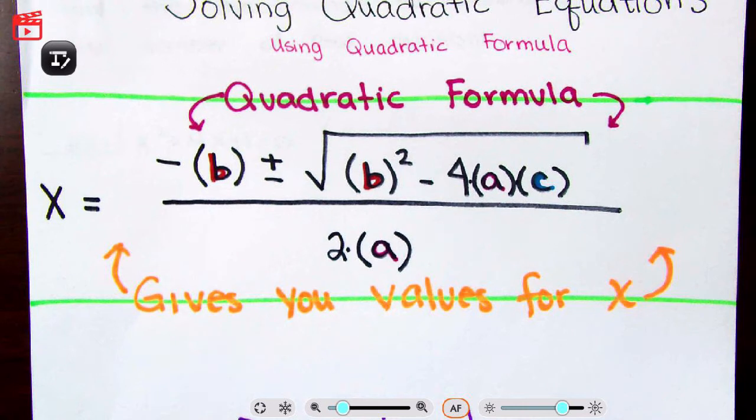Now, this formula gives you your values for x. Now, what are x's? X's are our x-intercepts. They are our roots, our zeros, our values for x if we're trying to solve. So, the quadratic formula is extremely important.